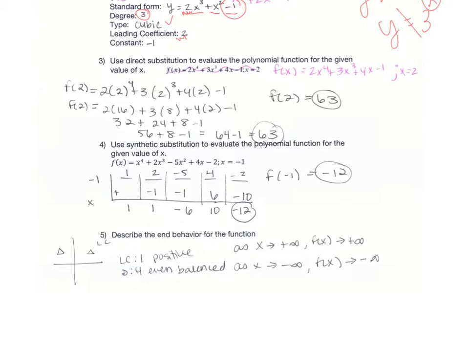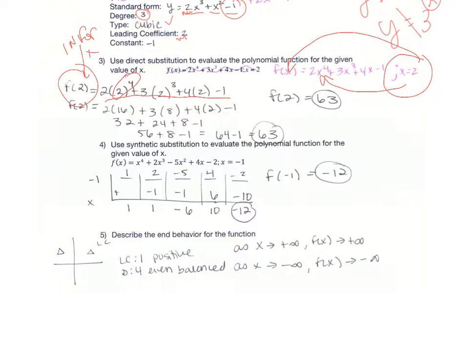Okay, for direct substitution, this notation is telling us what we're going to be plugging into the equation in the x spot. So we're going to be plugging in 2 wherever we see x. So f of 2, I'm just telling someone what I'm plugging in for x, equals all of this. Make sure you do order of operations.